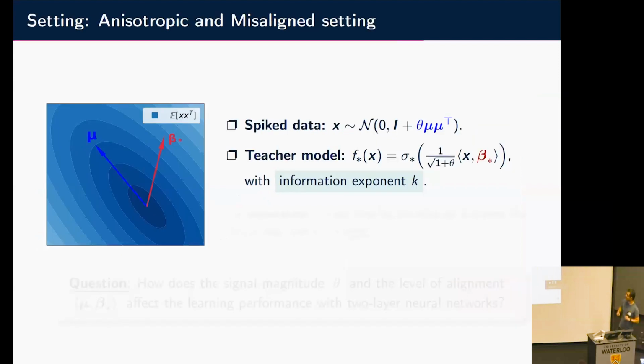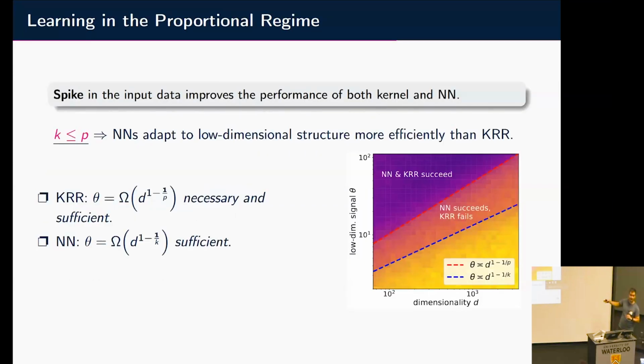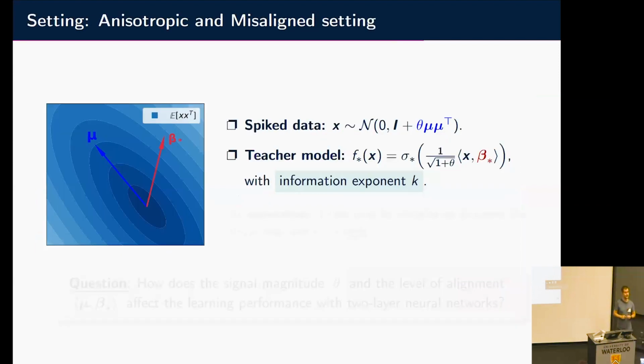Okay, so this was the idealized setting, where the spike direction perfectly aligns with the direction of highest variation. Now we're going to relax that assumption. We're no longer in the proportional regime from this point onwards.